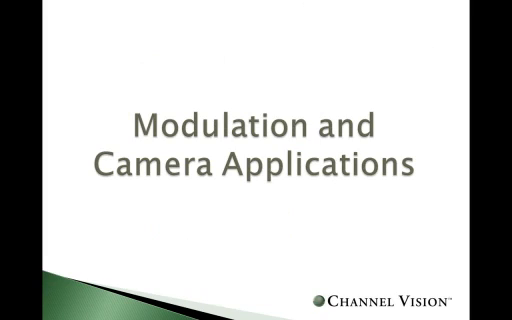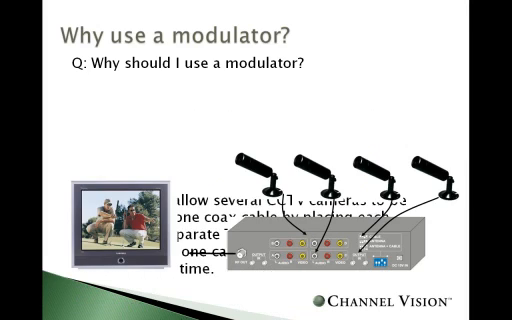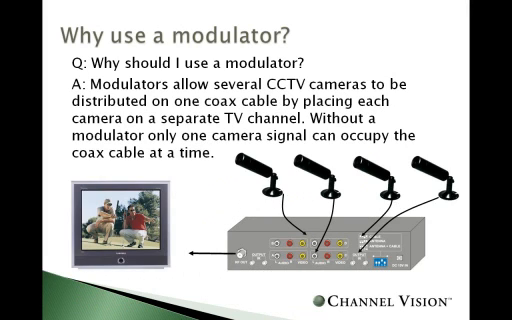Now to take a look at modulation. First question you may ask is, why would I need a modulator anyways? And the technical answer is that a modulator is used to allow several CCTV cameras or video signals to be distributed over one coax by placing each of them on a separate television channel. Without a modulator, only one video signal can occupy the coax at a time.